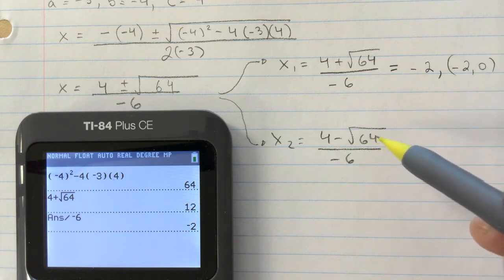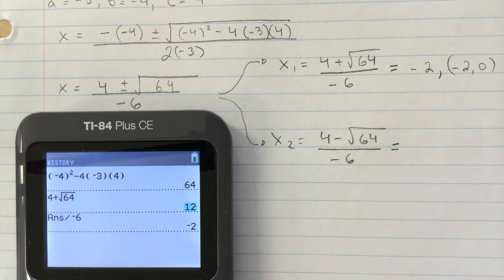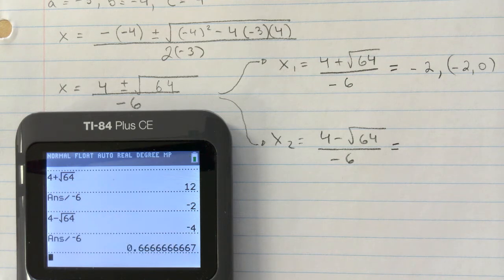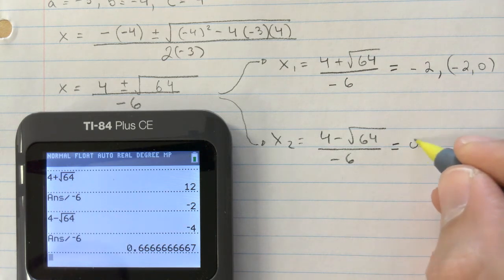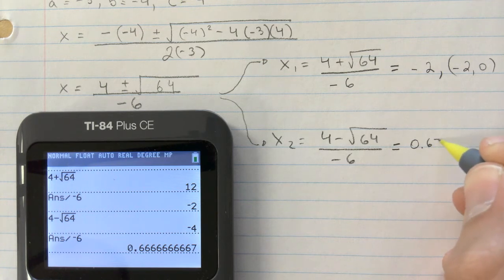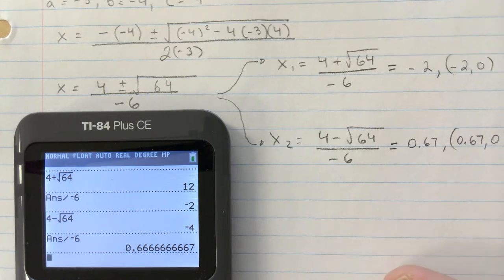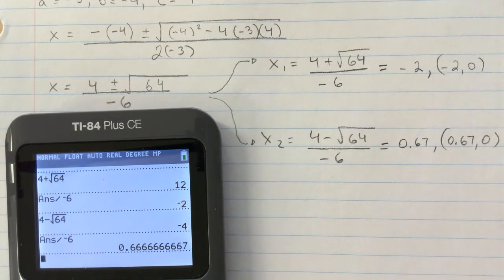And this makes it a little easier to do the second one, right? Because you just scroll up and copy that entry and replace the plus with a minus, hit enter, then go divided by negative 6, and that'd be 0.67 positive. Okay, so that's how you use your calculator.